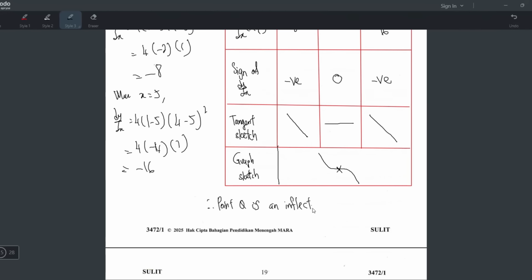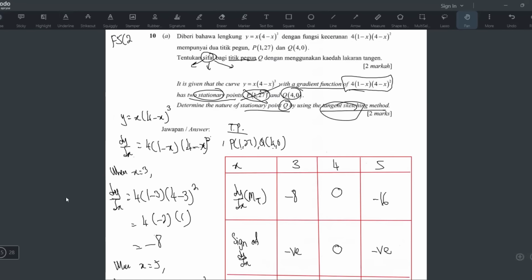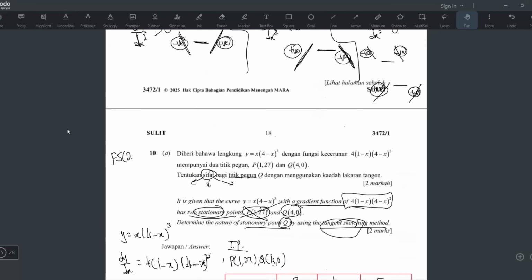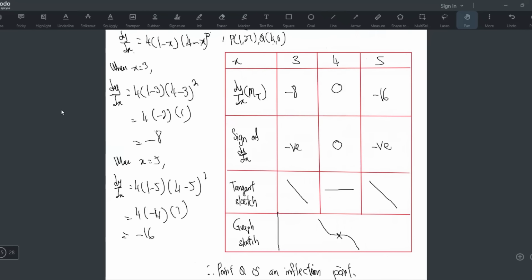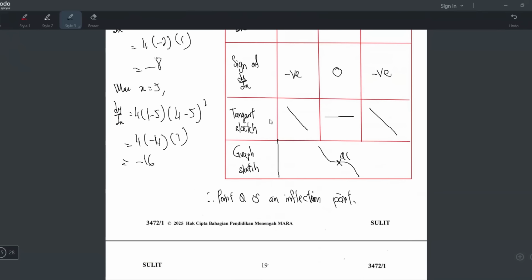I think I should tell you in Bahasa Melayu also, because this word is very important. I think it's good to know it in BM also. It's called titik lengkok balas. Inflection is titik lengkok balas. And minimum maximum in Bahasa Melayu is minimum maximum. Wait, I feel like there's something more to explain here. So this is point Q, which is 4. What else do I want to say?